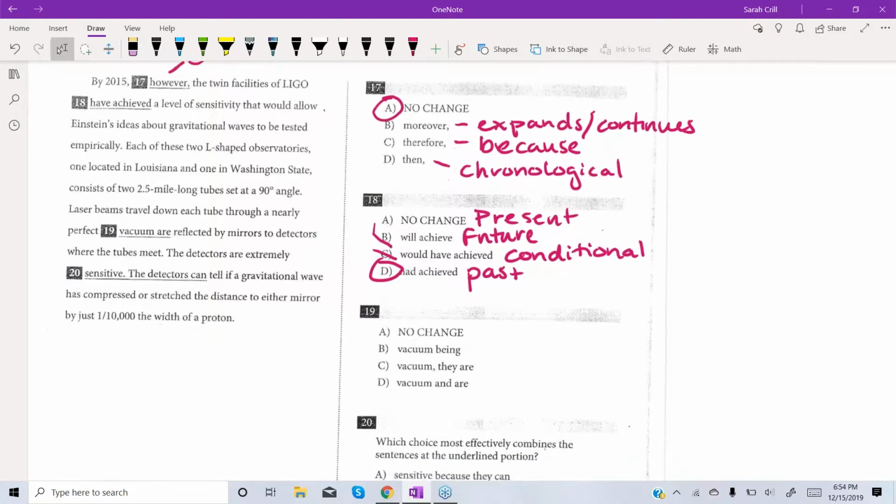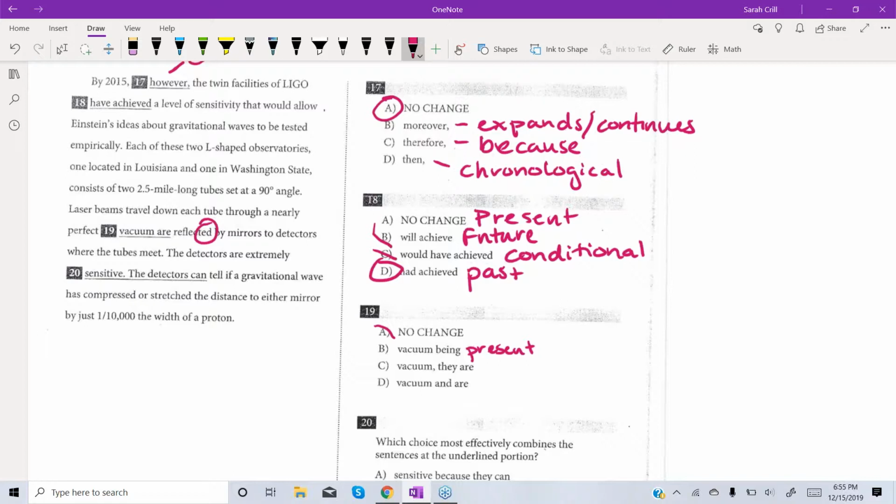Okay, let's keep going. Each of these two L-shaped observatories, one located in Louisiana and one in Washington State, consists of two 2.5-mile long tubes set at a 90-degree angle. Laser beams travel down each tube through a nearly perfect vacuum are reflected by mirrors to detectors. So I can already tell that that one is not good. You're saying laser beams travel down each tube through a nearly perfect vacuum are reflected? No. Would you say laser beams travel down each tube through a nearly perfect vacuum being reflected? No. Also, this is sort of a present tense situation, so you wouldn't want to talk about the past, they traveled down or reflected, in the past, right?